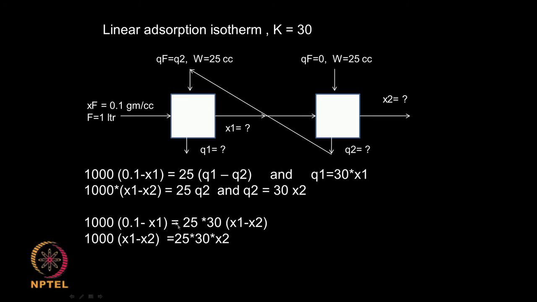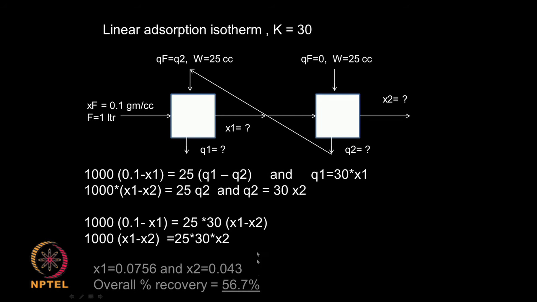So, I use the same mass balance, but I will have two equations, then I simultaneously solve for Q2 and Q1, and I get a very interesting result. So, overall x1 comes out to be 0.075, x2 comes out to be 0.043. So, overall recovery is 56%.